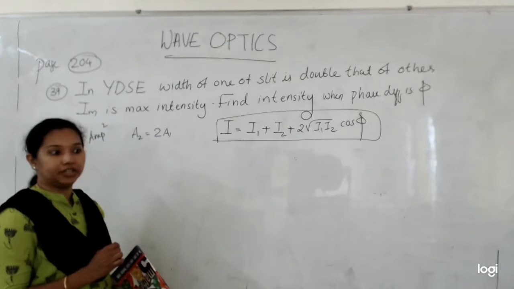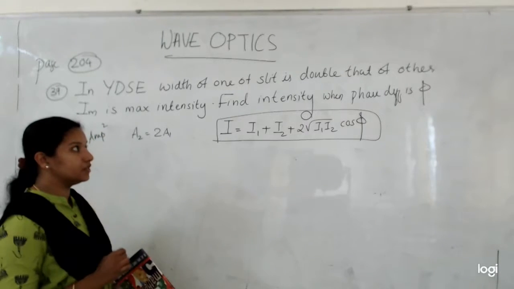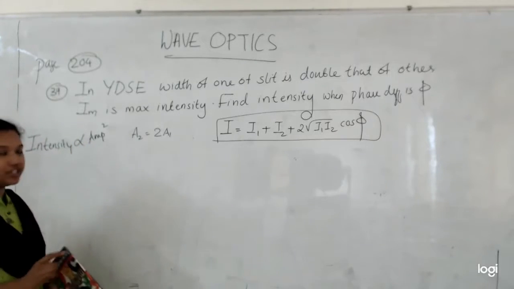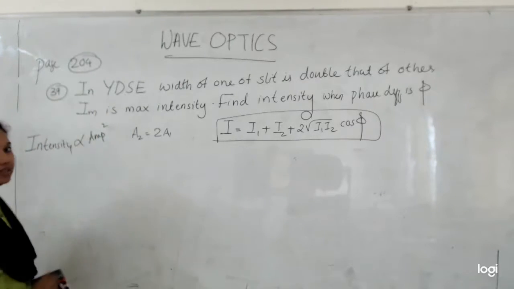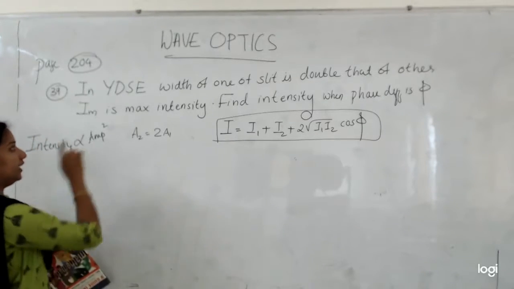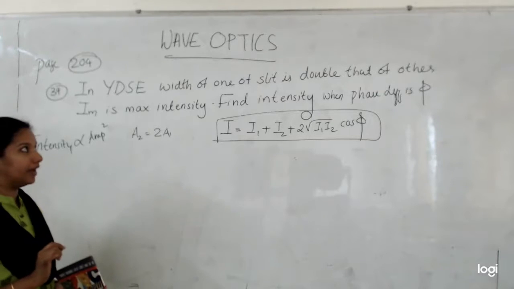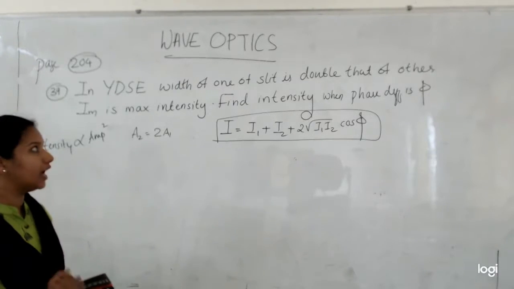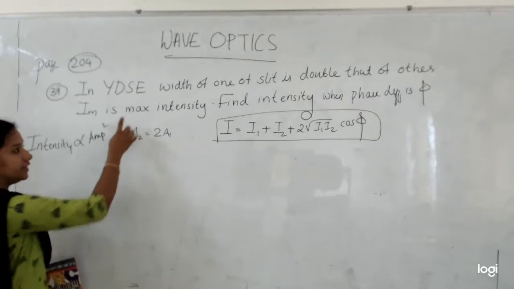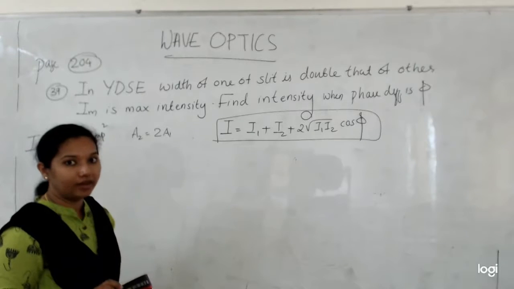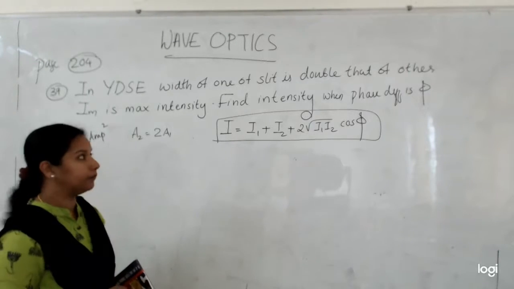In this section, we are going to discuss a few numericals of wave optics. Your material, page number 204, question number 39. IIT previous year question. In Young's double slit experiment, the width of one of the slits is double that of the other. Imax is the maximum intensity. Find the intensity when the phase difference is phi.